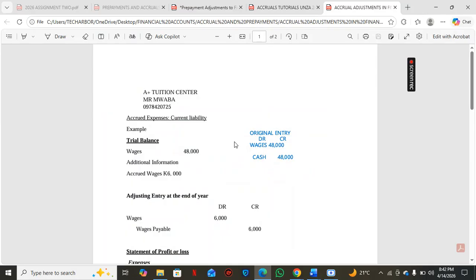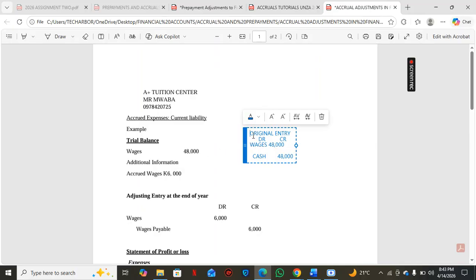Accruals concept: record expenses or income even though money hasn't exchanged hands. So we start with accrued expenses, which are current liabilities. For example, in your trial balance, you see wages 48,000. And then they give you additional information: there are accrued wages of 6,000. So you see the whole picture.